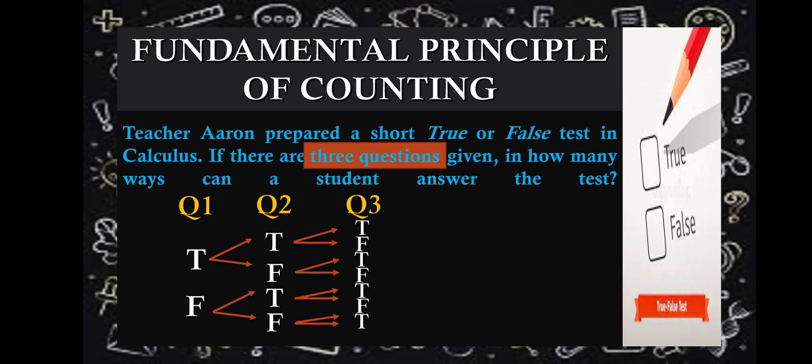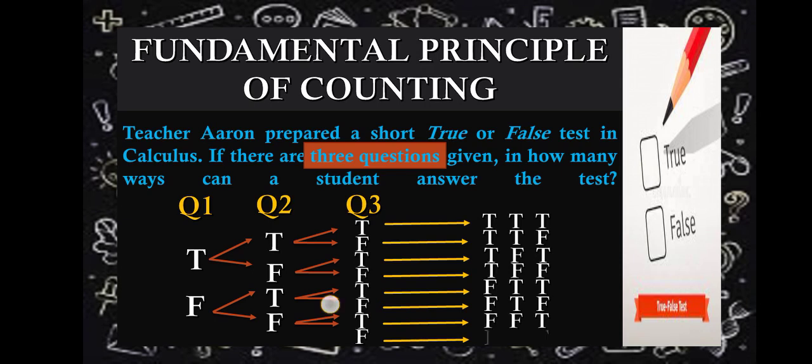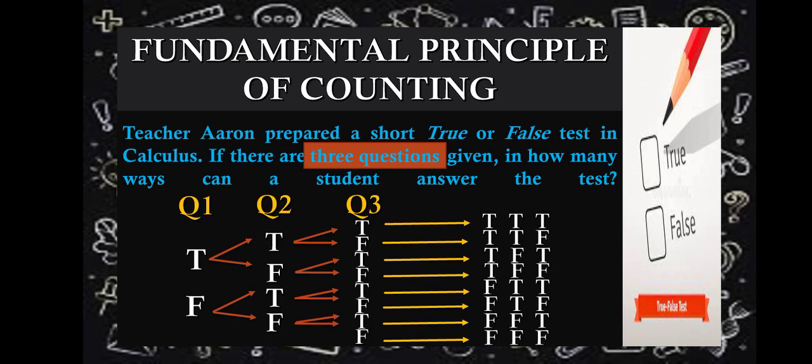Now counting all the possibilities, we will get true, true, true; true, true, false; true, false, true; true, false, false; false, true, true; false, true, false; false, false, true; and the last one, all false. So with a total of 8 possibilities.